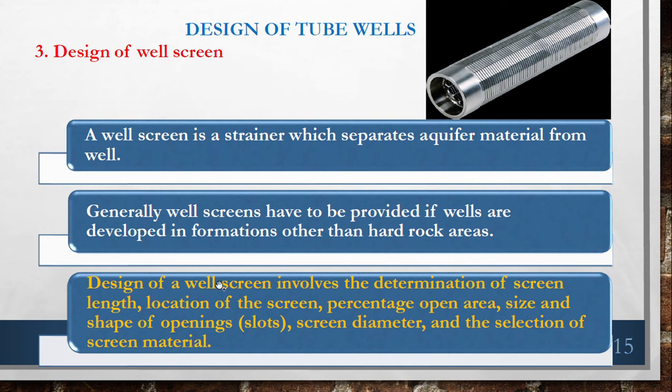Location of the screen: where to place that screen in the well. Percentage open area: how much is the open area? This is the total area of the screen. Out of this, how much is the open area? There are some pores, some open voids in between, which allow the entrance of water. So how much percentage open area is to be provided? Size means diameter of the well screen. Shape of the opening: there may be rectangular, circular, triangular openings, etc. Then the diameter of the screen, and the selection of screen material, which material to be used for the screen. So these are some of the steps in the design of well screen.